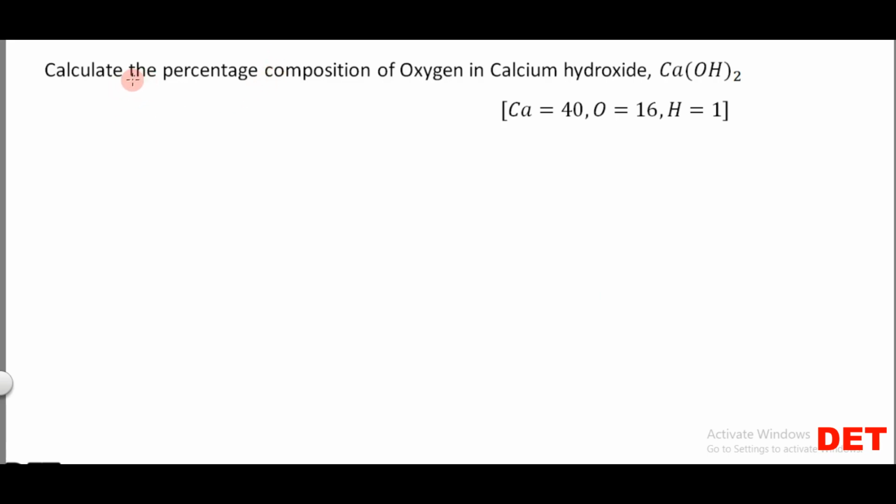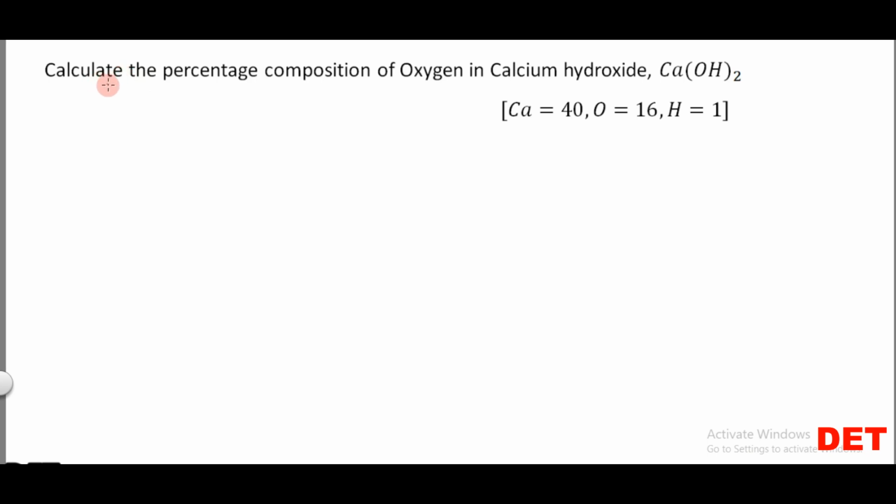Alright, here in this video, we'll be looking at this question. The question is to calculate the percentage composition of oxygen in calcium hydroxide. This is the formula for calcium hydroxide: Ca(OH)2. And we're given the relative atomic mass of calcium to be 40, that of oxygen to be 16, and the relative atomic mass of hydrogen to be 1.